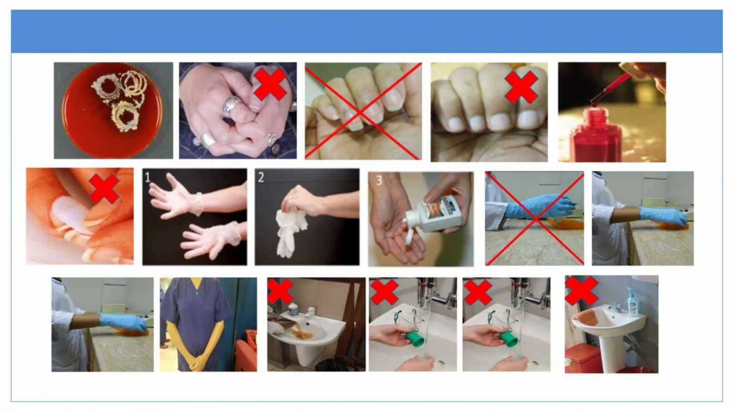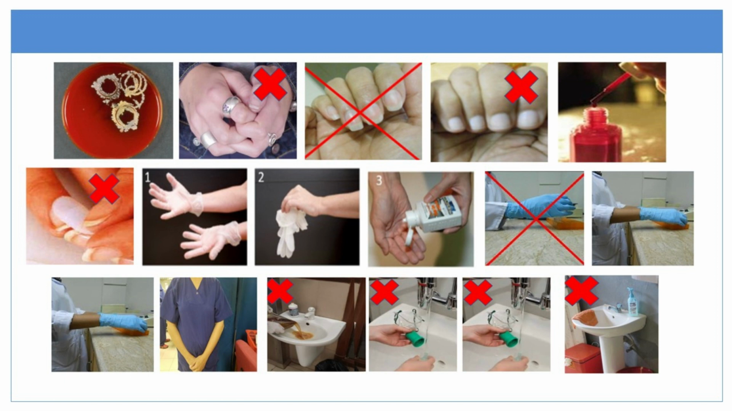So, no rings. All rings should be removed. The nails should be short. There should be no nail polish, and the gloves, when you're using them, should not be loose. They should be snugly fitting. When you wash your hands, you can see the elbows should be bare. Your gloves should not be touching your gowns or your white coats.